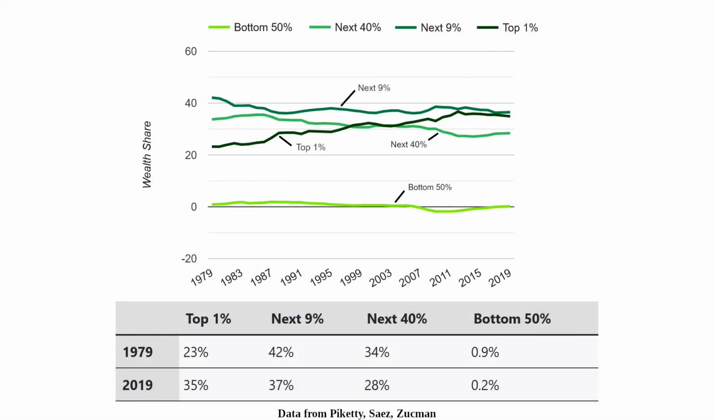The bottom 50% wealth share has declined from around 1% in 1979 to around 0.2% in 2019. The middle 40% has gone from about 34 to 28%. The next 9% from 42 to 37%, and the top 1% from 23 to 35%. The share for the top 0.01% more than tripled from 2.7 to 9.1%. In total, the top 10% share increased from 65 to 71%.